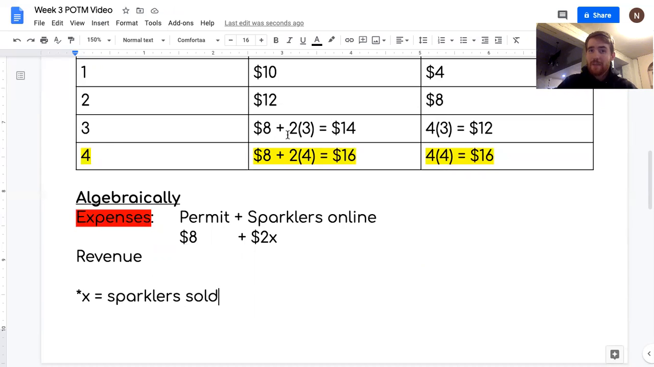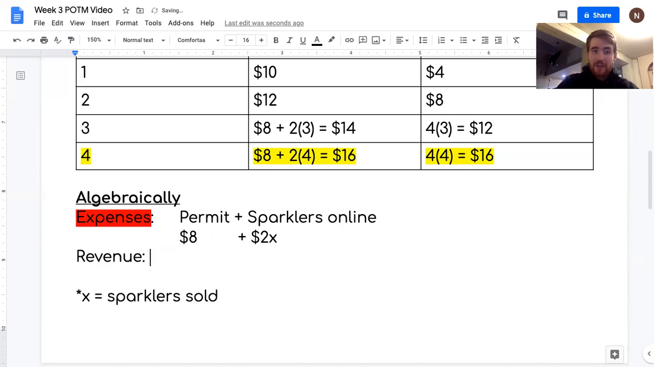And you can see this is the same pattern we were following up here. When we sold 3 sparklers, we had 8 plus 2 times 3. When we sold 4 sparklers, we had 8 plus 2 times 4. Now it's just the same, except it's 8 plus 2x, because we don't know how many we've sold. This is why we're using this variable.